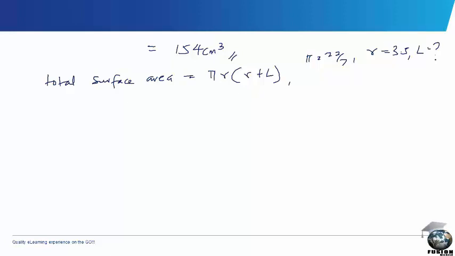Assuming the cone we are talking about is of this type, and you're told that the height is 12 cm, and the radius r at this point is 3.5 cm. So how do we find the length here? How do we find the length? We can use Pythagoras.